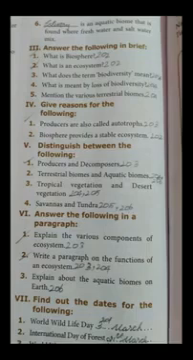Next, Roman number 5. Distinguish between the following. Distinguish between producers and decomposers. Page number 203, under the heading biotic components, that second para, producer. Producers are self-nourishing component of the ecosystem. Hence, they are called autotrophs. They are found both on land and water. Example, plants, algae, bacteria, etc.